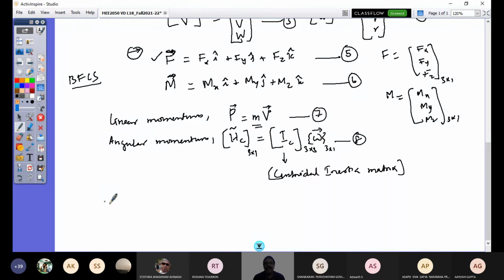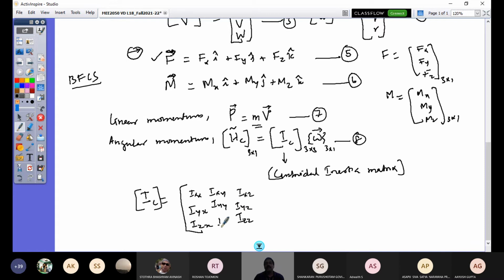So what is this IC? How does it look? This IC is your centroidal inertia matrix, and that is given by IXX, IYY, IZZ, the diagonal terms, and the off diagonal terms IXY, IYZ, IYX, IXZ, IZX, and IZY. So there are 9 elements here, and IXY and IYX are equal for a symmetric structure of a rigid body.